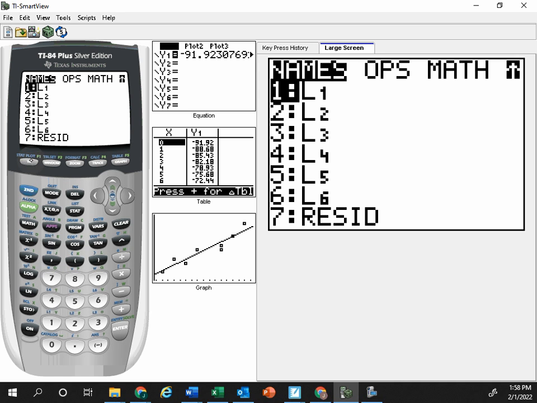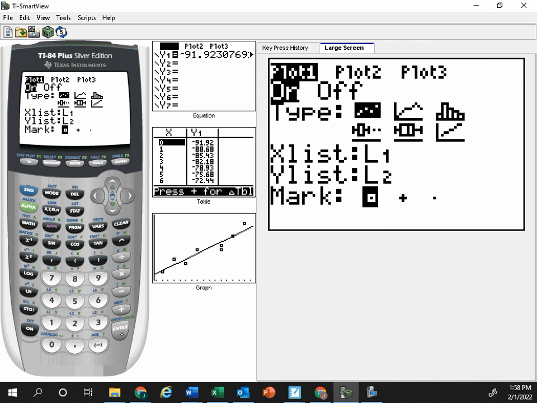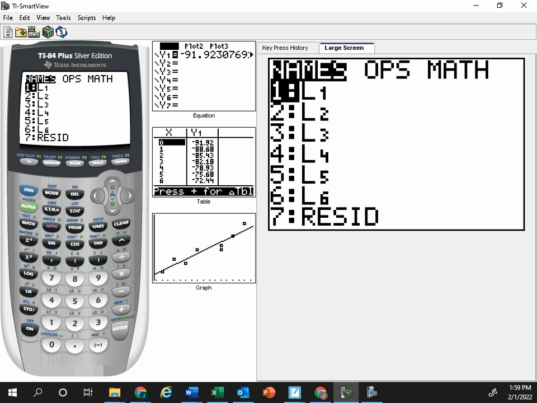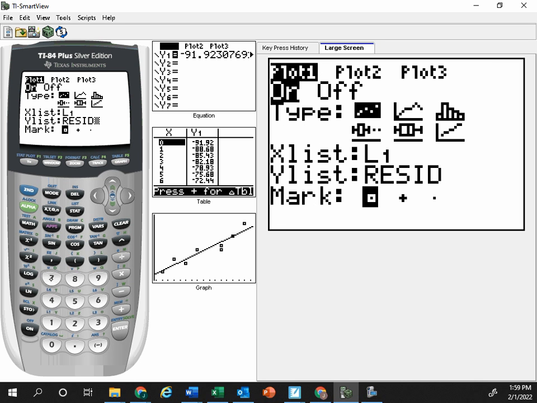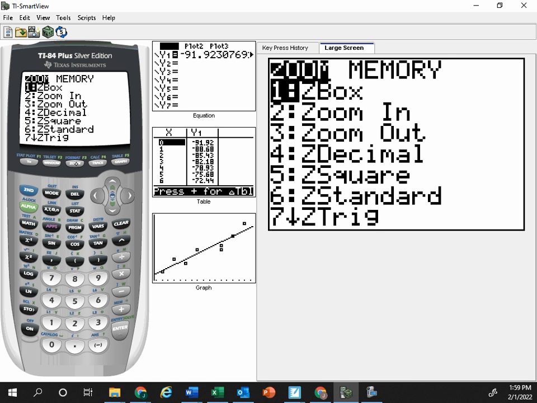So yeah, let me go through it again. So we're in our stat plot. We're still doing a scatter plot. X list is still list 1. And then Y list, we need to say residual. So I'm going to go second stat to get into this list menu. And then pick whichever one says residual for you. And then zoom what? What do you think? 9, zoom 9.